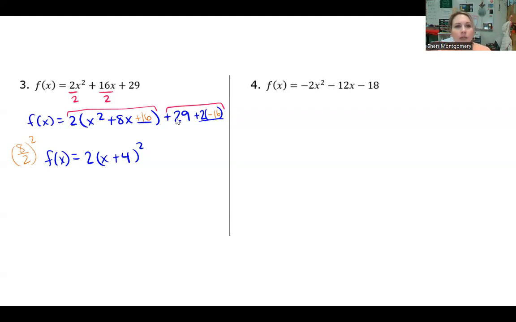For this part, I have 29 plus 2 times negative 16. Well, what's 2 times negative 16? So I have 29 minus 32 is going to be my second part. 29 minus 32. What do I get? Negative 3.